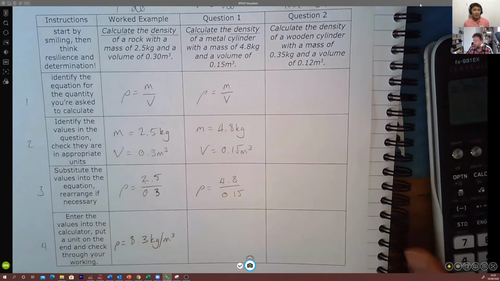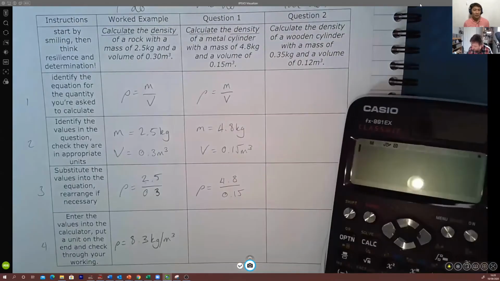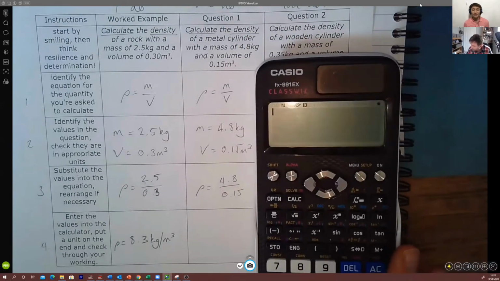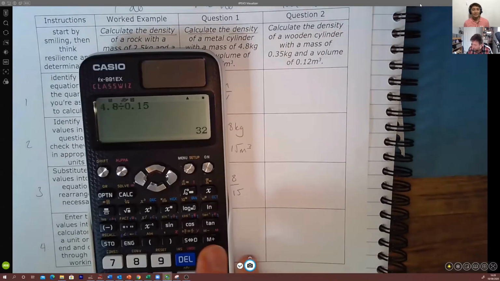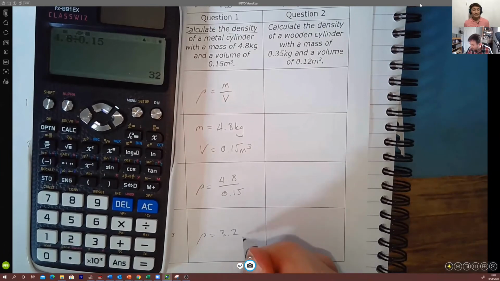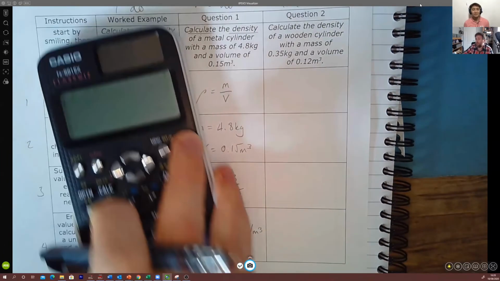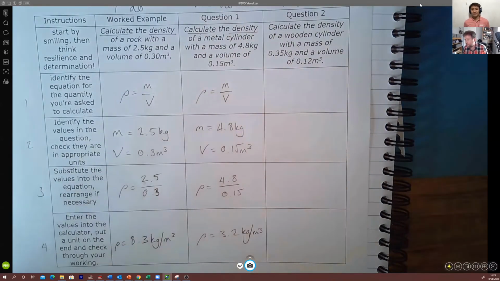And then what do I do next? Then enter the values into the calculator, put a unit on the end, and then check through your working. Okay, and it's also got that because I'm modeling, checking through the working. Have I done all the steps correctly? And have I got a sensible unit on the end? Right. Okay. That's the modeling. The next thing I do is, well, what's the answer to the final one?